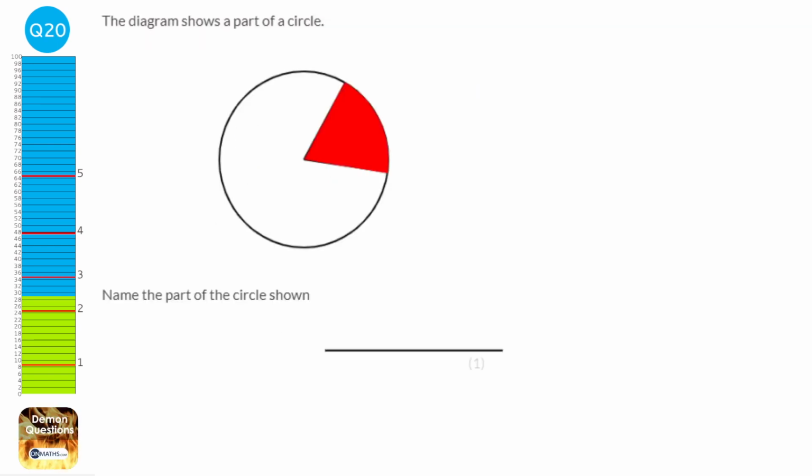So you do need to know the parts of a circle. So the full distance around the circle is called the circumference. If you've got a little bit of it, it's an arc. If you've got a line across it, that would be a chord. And the part that's trapped in there is called a segment. Then if you've got a line across the circle going through the centre, that's a diameter. If you've got a line just going to the centre, that's called a radius. If you've got a line that touches the circle just on one point, like that, that's a tangent. But in this case, we have a sector.